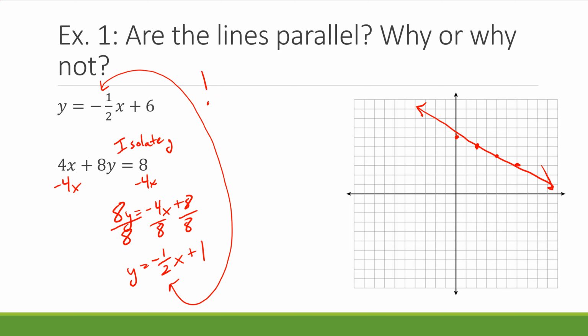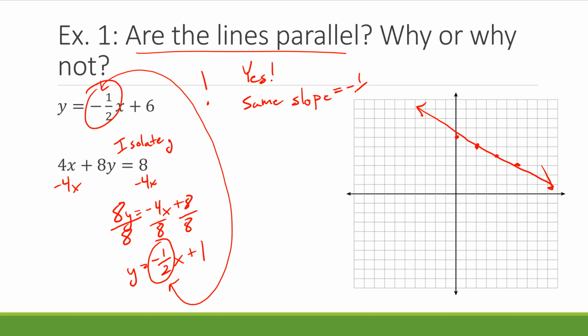So let's see, are these slopes the same? They are, they're definitely the same, yes. So since they have the same slope, they are parallel lines. So are the lines parallel? Yes, and they are parallel because look, same slope. So let's write that, the same slope, and the same slope that they have is negative 1/2.